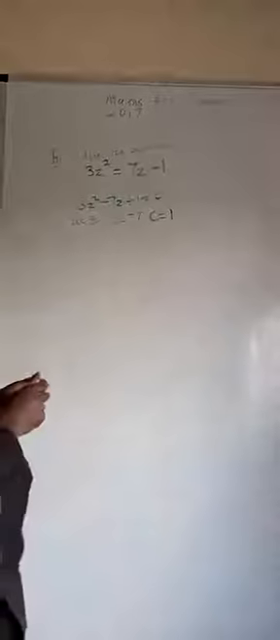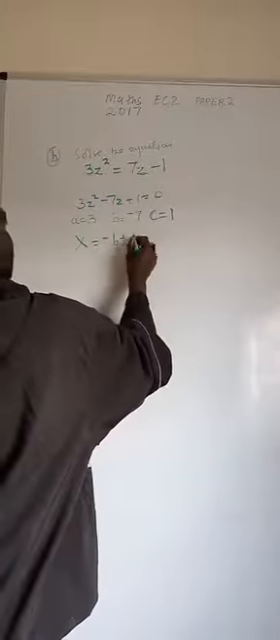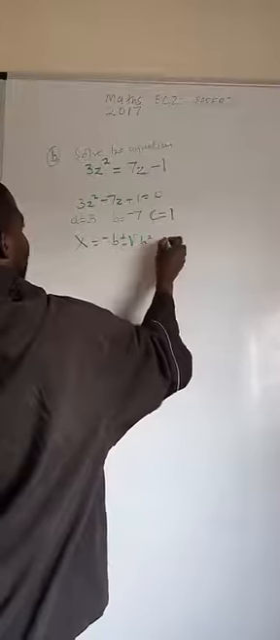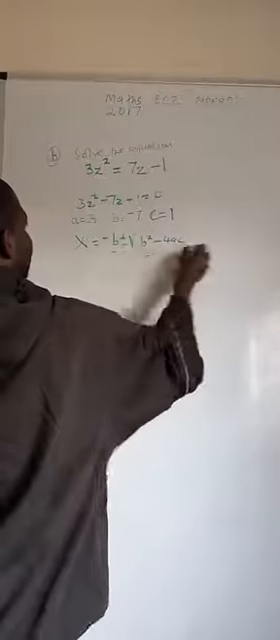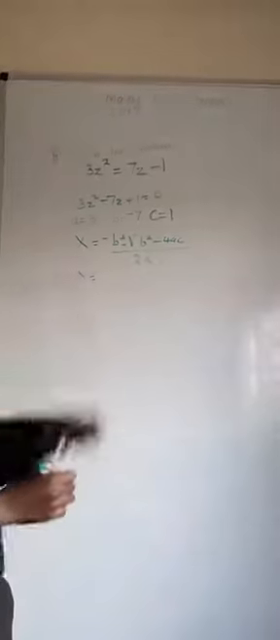Then you use the quadratic formula, that's the one that you use. You say x is equal to negative b plus or minus the square root of b squared minus 4ac divided by 2a. Then you substitute these parameters in this quadratic formula.